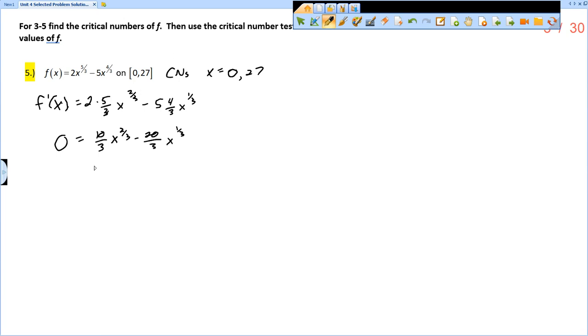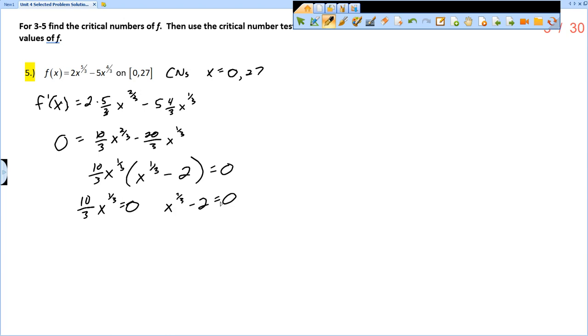Now what we want to do is factor. I'm going to start off by factoring out 10 thirds. Then I've got an x to the 2 thirds, x to the 1 third. Remember, the strategy is to factor out the lower power, so x to the 1 third. Then remaining is x to the what? Remember, this would be 1 third, because when you multiply, 1 third plus 1 third is 2 thirds. And then minus 2. Now we're setting this equal to 0. Remember, each factor equals 0, so 10 thirds x to the 1 third equals 0, or x to the 1 third minus 2 equals 0.